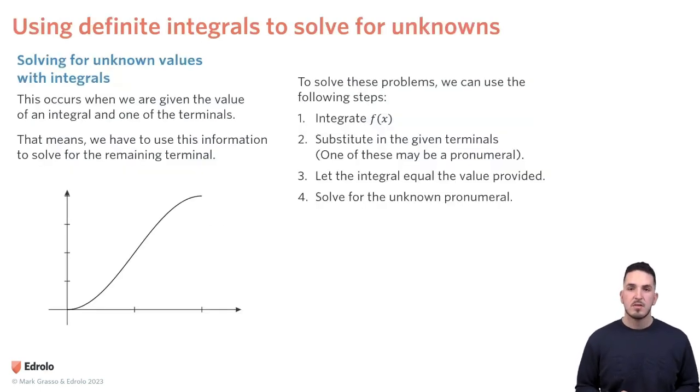Using definite integrals to solve for unknowns. So this occurs when we are given the value of an integral and one of the terminals. So that means we have to use this information to solve for the remaining terminals. So for example, to solve these problems, we can use the following steps. We can integrate f of x, we can substitute in the given terminals. One of these may be a pronumeral. So for example, let's say the integral of sine x between 0 and m equals 2. We would evaluate that integral with respect to m, and then we'd have to eventually solve for m, solve for the unknown pronumeral.